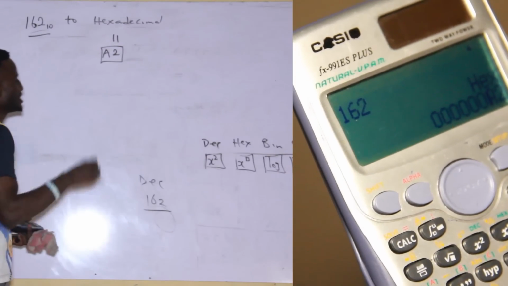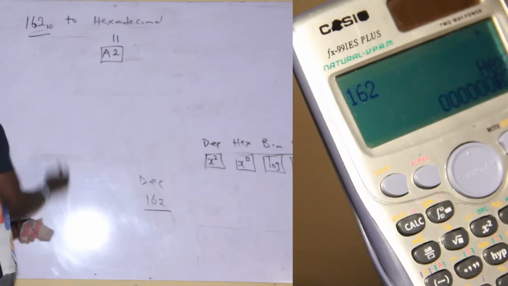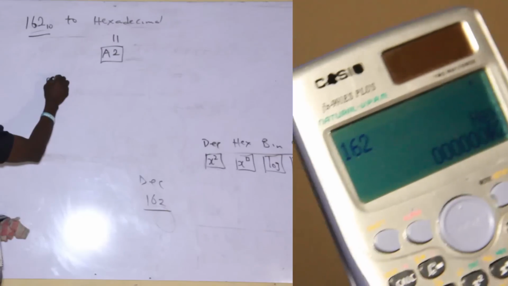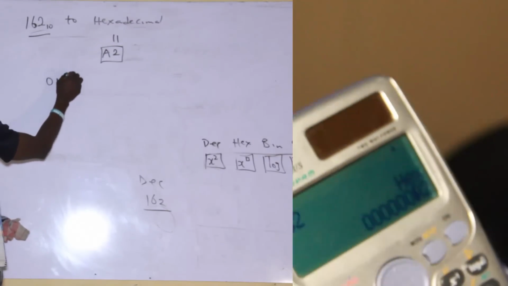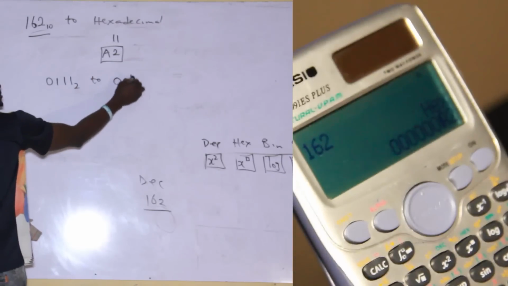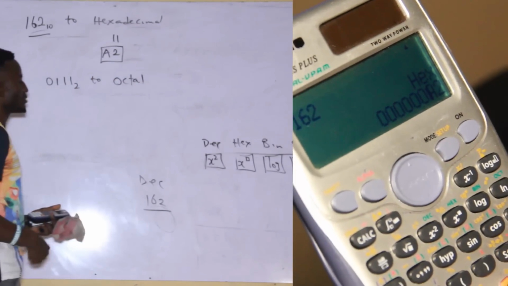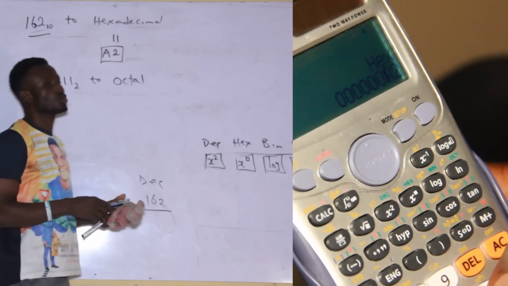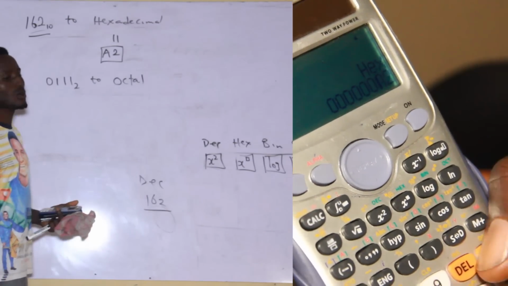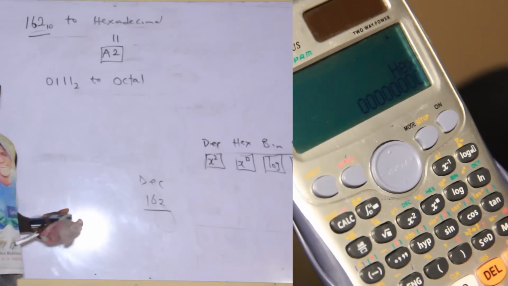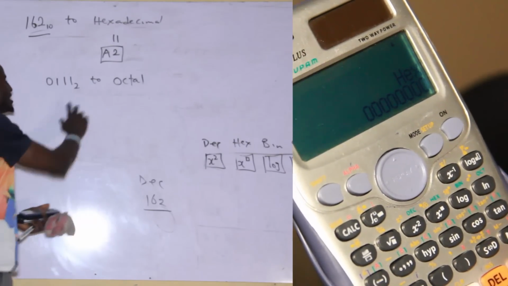Another question is to convert, let me give you something like 0111 base 2 to octal. Convert 0111 base 2 to what? To octal. So press AC. When you press AC, now let us go. You make sure that this is in binary. So let us take this to binary.